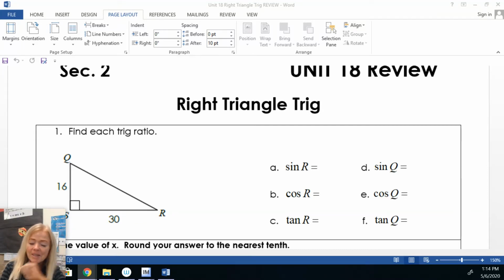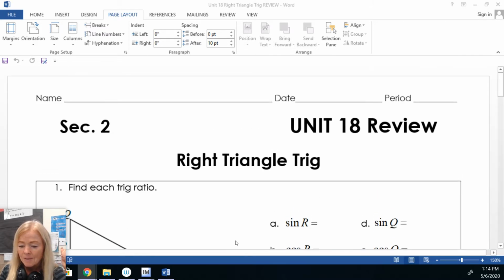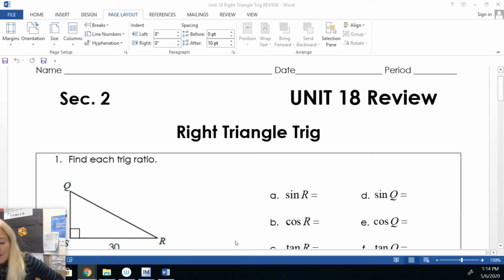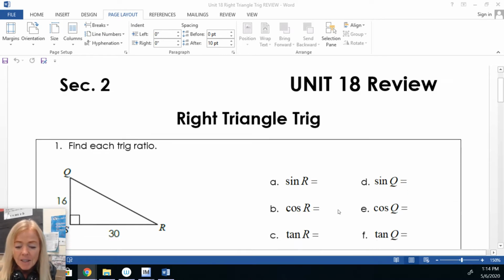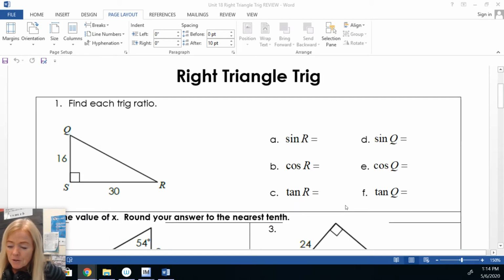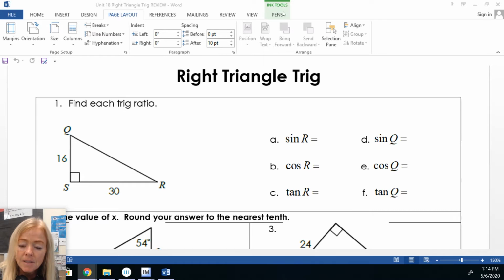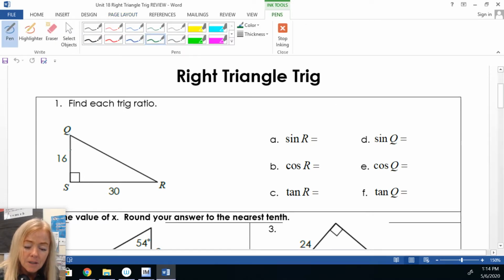Hi class, we are doing the Unit 18 review over here, and we will try to do it in 2 videos if necessary. So the first thing it asks for is for us to find each trig ratio in this triangle. You'll notice the trig ratios involve 3 different sides, the O, the A, and the H. And in this case, where we have 2 sides, we don't have the third side. So how do we find the third side?